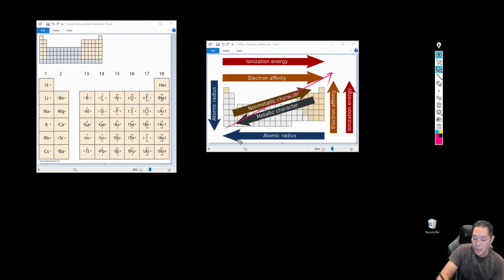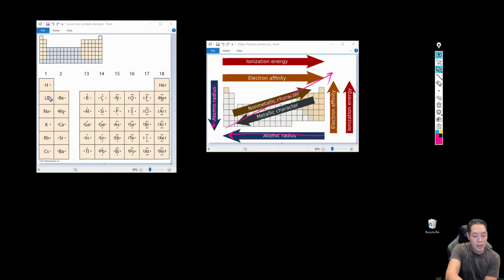The next one is atomic radius. It's going to get smaller this way and bigger down. Down makes sense mentally, because as you're adding more shells of electrons, they're going to get bigger and bigger. Going this way getting smaller is kind of counterintuitive because you're adding more electrons. But what happens is as you add more electrons going to the right, you're also adding more protons. So as you're adding more protons, it's going to attract those electrons closer and closer.